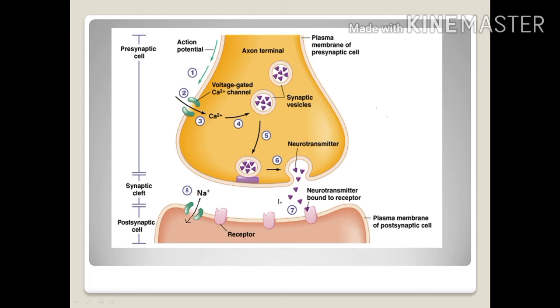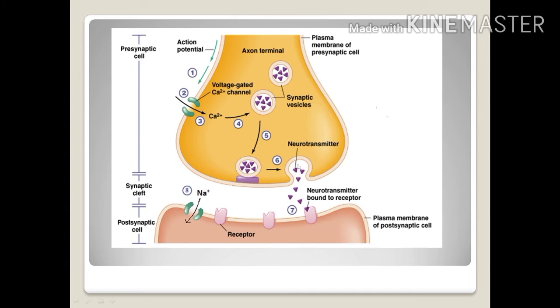Students, this gap is larger in a chemical synapse as compared to an electric synapse. So we are discussing both types of synapses here. The synaptic cleft is larger, and the other important part is the postsynaptic cell. Here the other cell may be a nerve cell, or it may be a muscle cell or a gland cell.